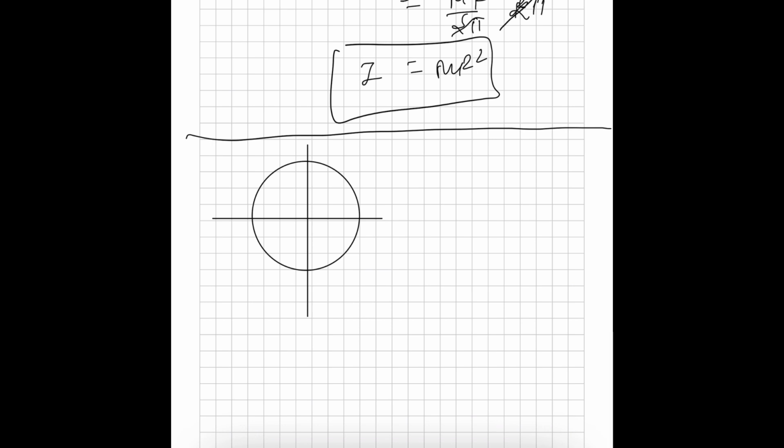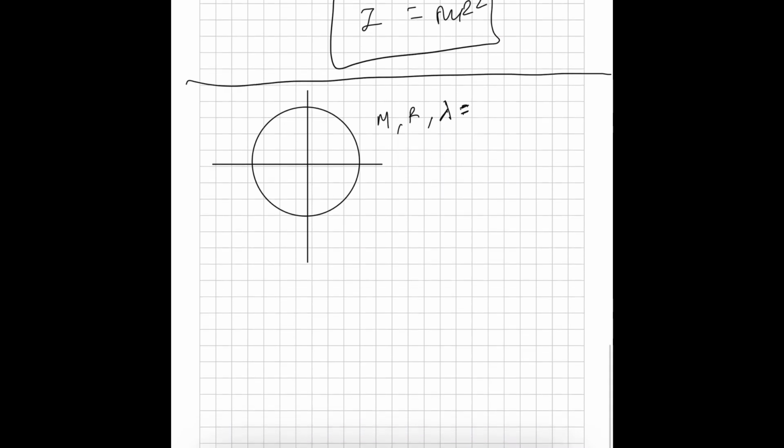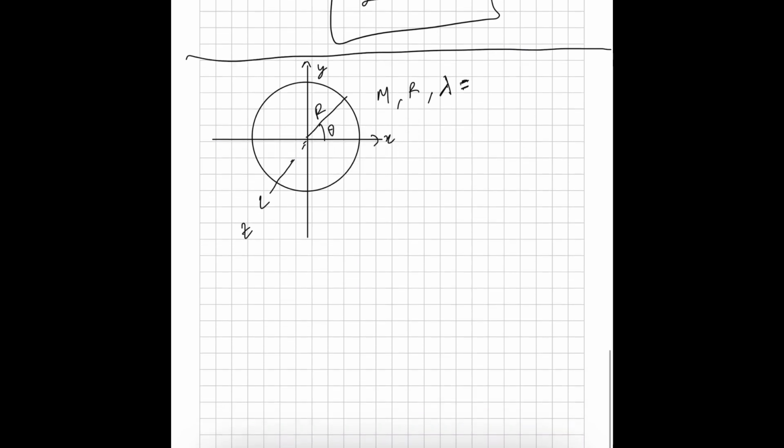Again it is the same diagram, but this time I am giving you mass, radius, and this linear mass density, and this time it is not constant, it is changing with theta. Theta is defined with respect to x. This is the z axis. This is r, and there will be some dm. This is d theta, this is dm, having some arc length dl.